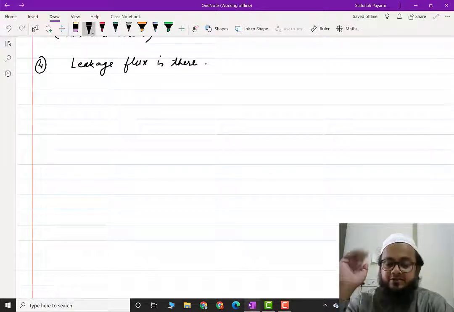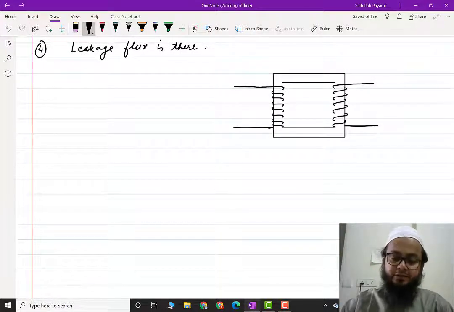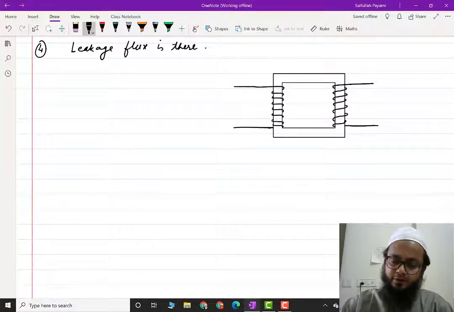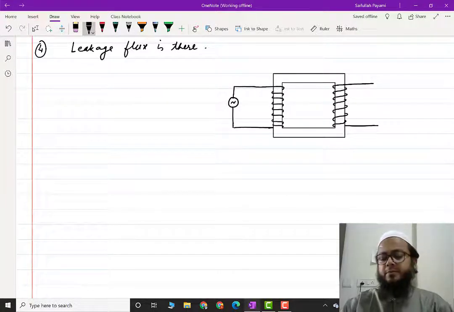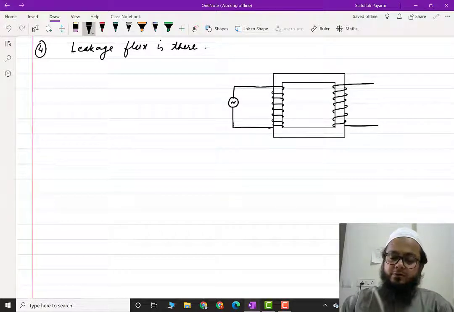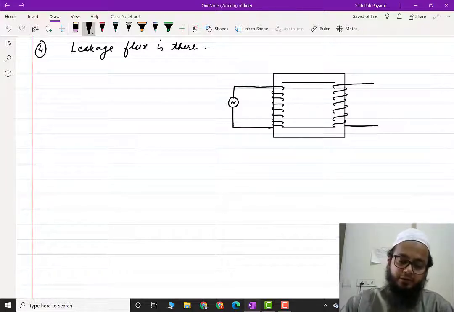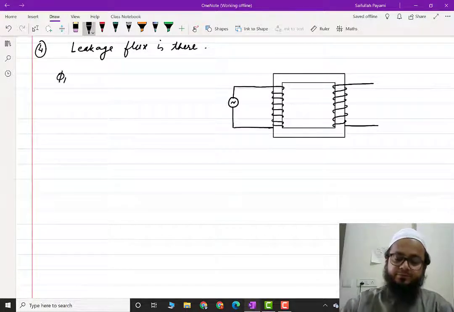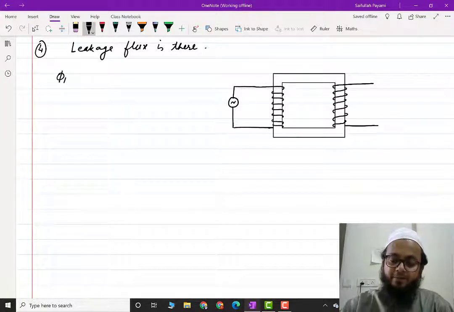Now how to model a leakage flux? To model the leakage flux in the practical transformer, we'll take up the core and start to explain with it. Let's say the flux produced by the primary coil, or the first coil, is phi 1. The total flux produced by the primary coil is phi 1.